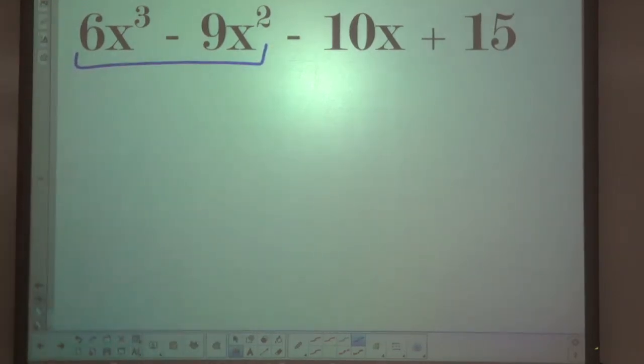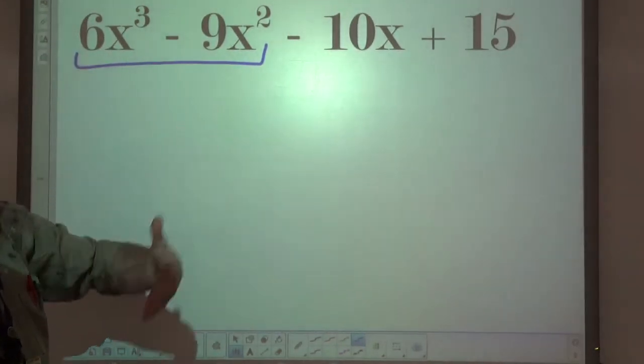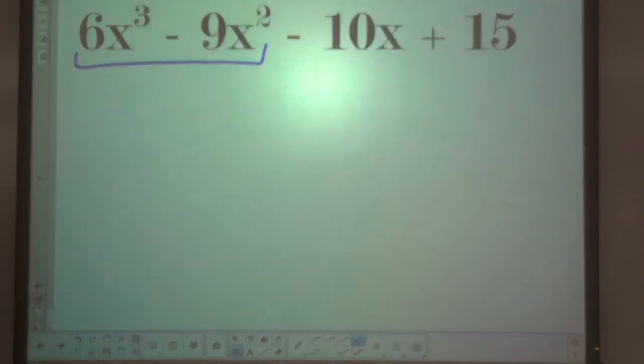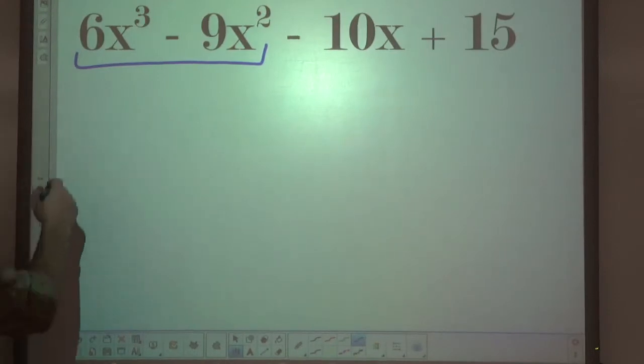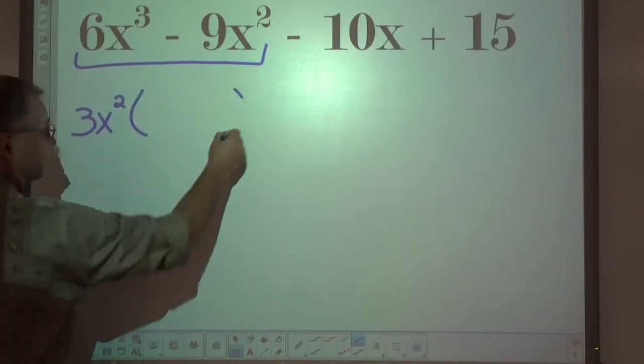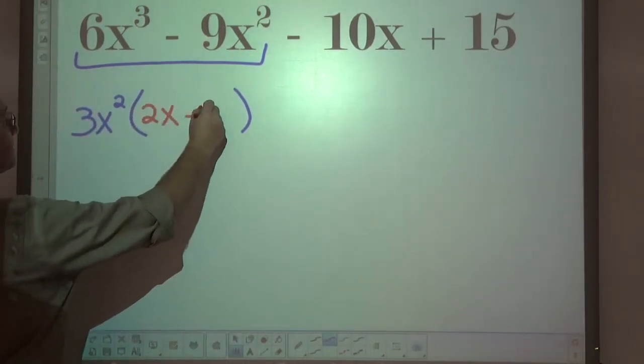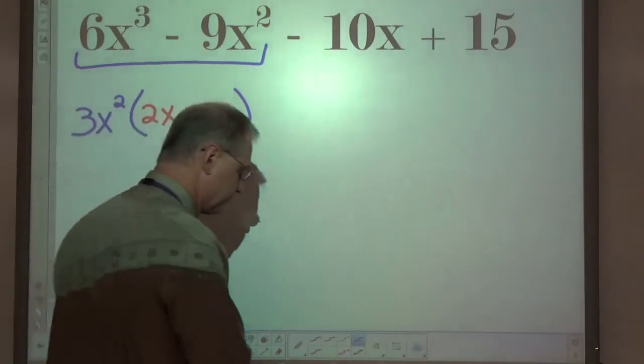All right, now that you've given it a try, I look at the last two terms. Now, occasionally, there are problems out there, not necessarily the ones I'm going to have in this worksheet, where you have to reorder what you have up here so that it will work with group factoring. But in this case, they're already set up that way. I can pull out a 3x squared here. That leaves me with 2x minus 3 inside.